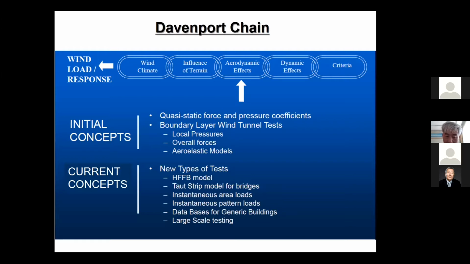And also for both, we have to study instantaneous area load, instantaneous pattern load database for generic buildings. And I think this one becomes more possible now. People use AI to estimate the aerodynamic effect. And also now people are doing large scale testings.